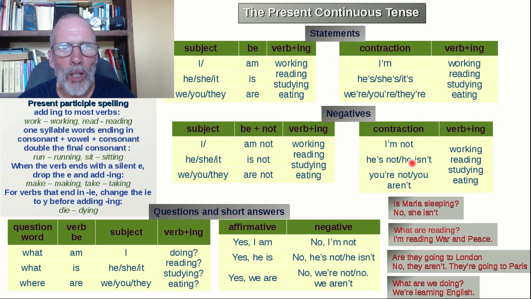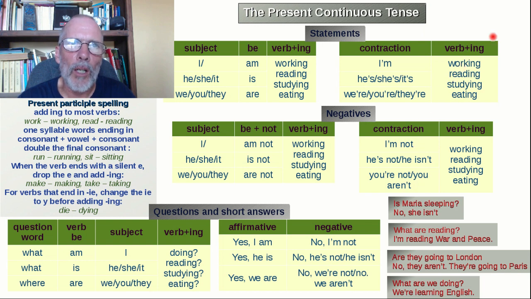We can say he's not or he isn't reading, or she's not or she isn't, or it's not or it isn't. And when the subject is we, you, or they, you can say you're not, we're not, or they're not, or you aren't, they aren't, or we aren't. So you would say something like you're not eating, you aren't reading. Remember, we saw this in the previous class. If you need to remind yourself about these contractions, go back to the previous class.